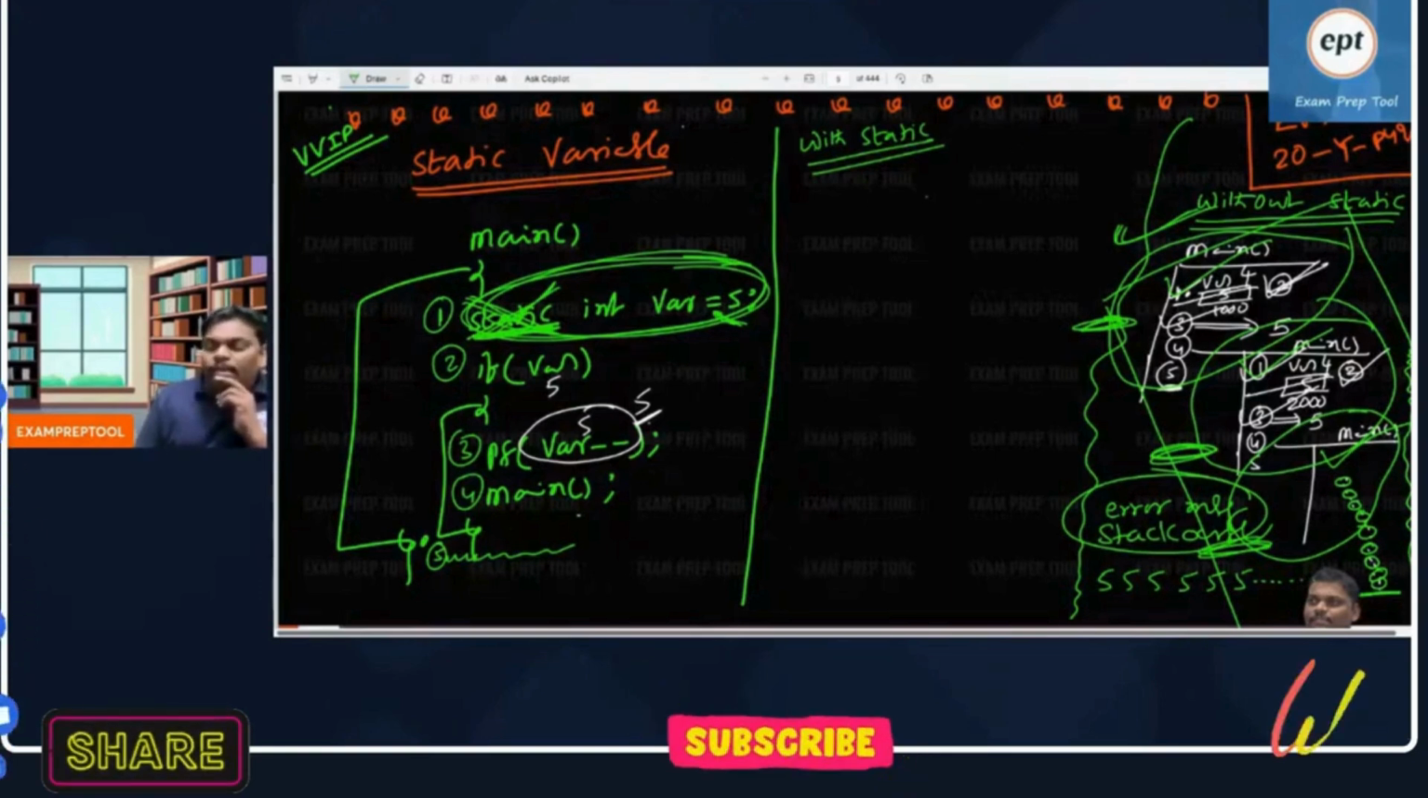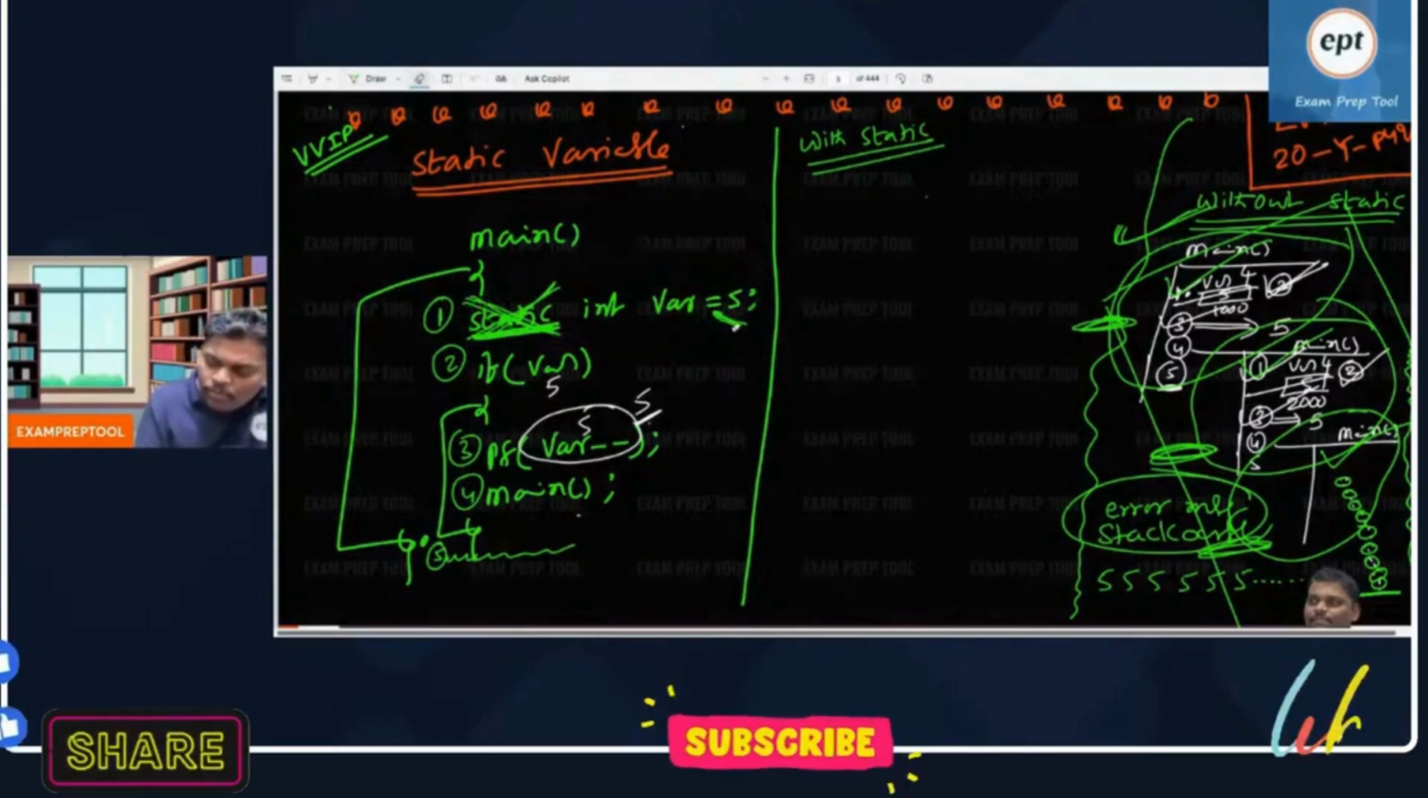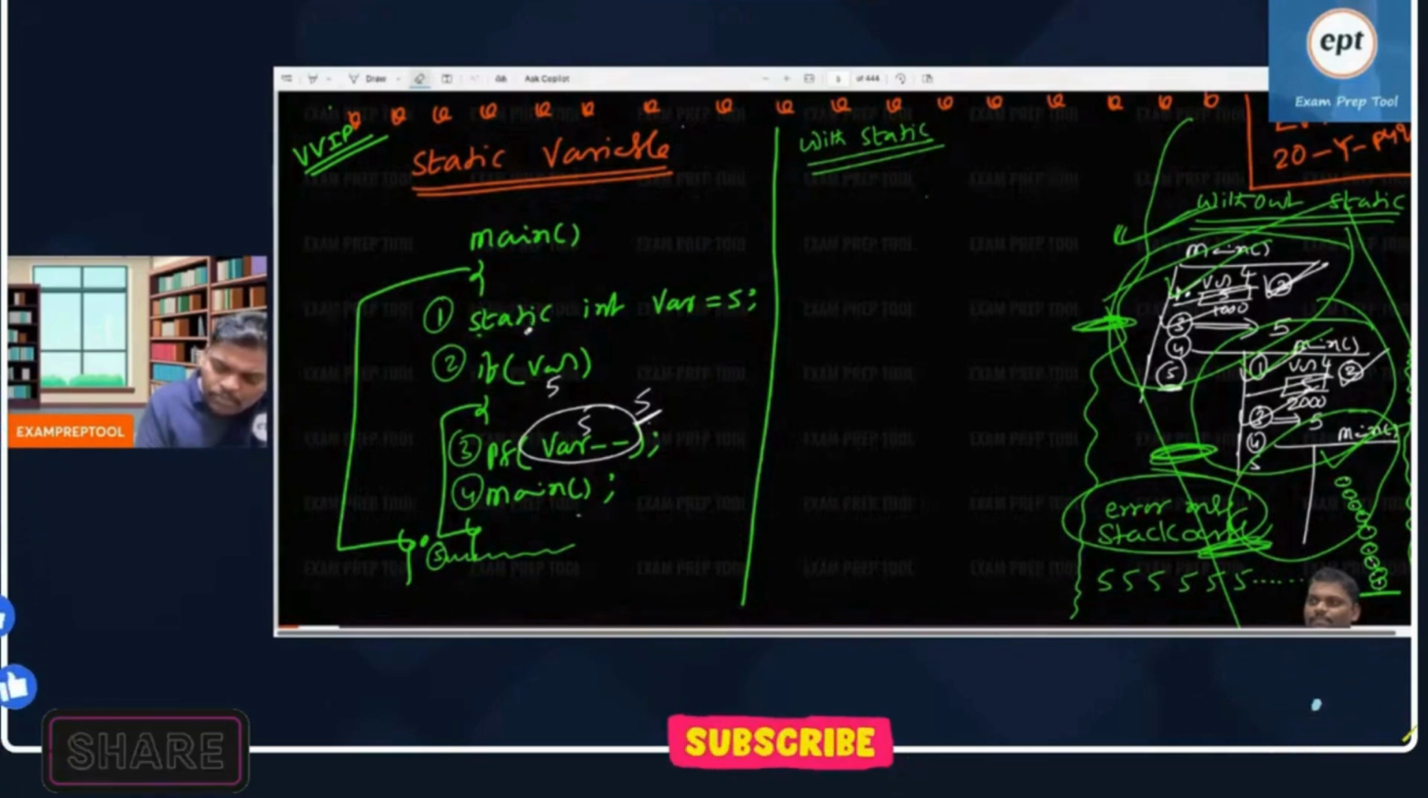Every time memory is created, it is initialized to 5. So remember, now I am solving this problem with static. Be careful, I am solving this problem with static.